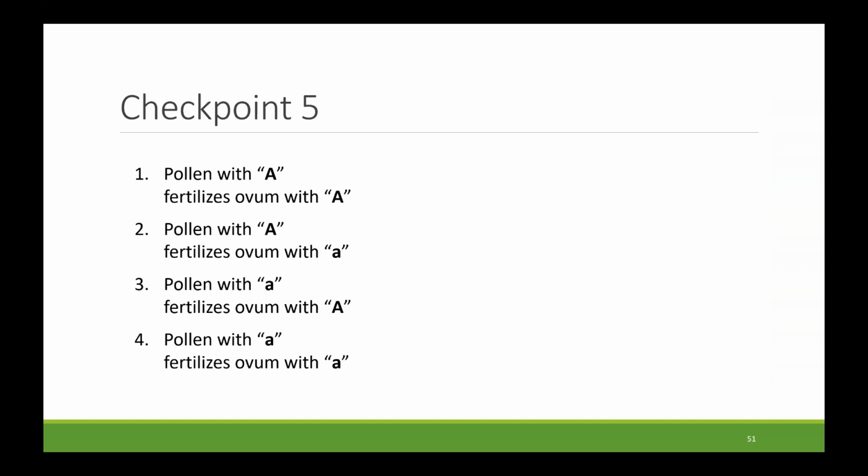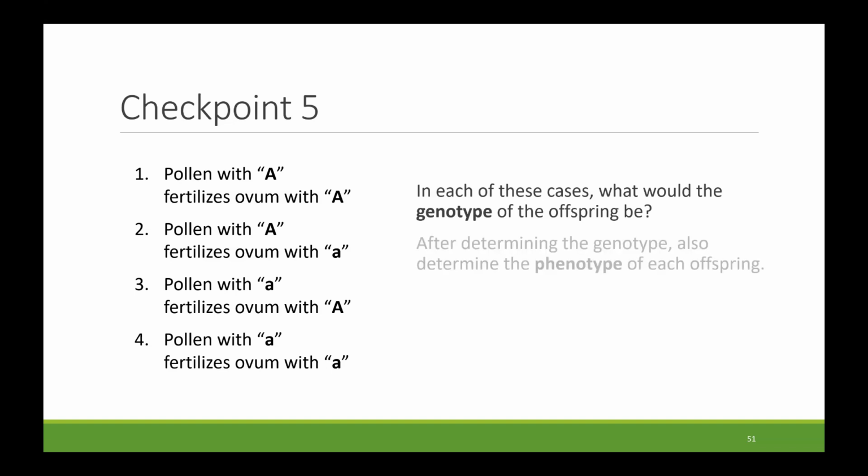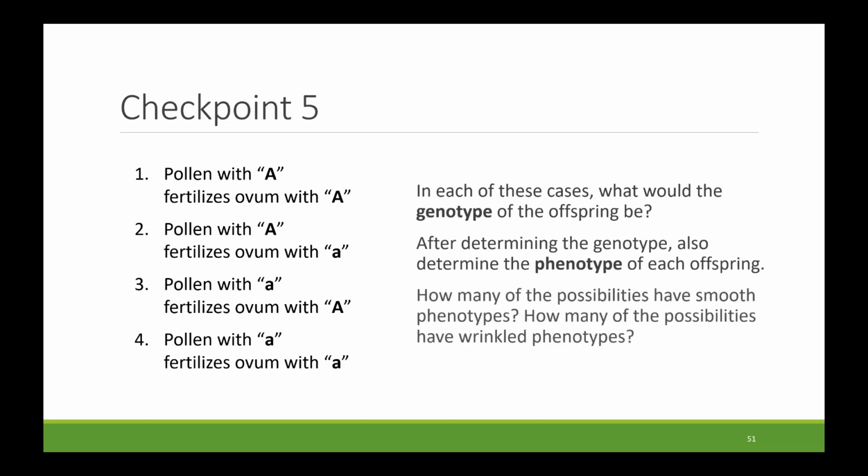Now I'm going to let you take the reins from here in another checkpoint. In each of these 4 scenarios, what would be the genotype of the offspring produced from each fertilization? And then once you figured that out, determine what would be the phenotype of each of these offspring. And lastly, and this is what I really want to know as your ultimate answer to this checkpoint, how many of those possibilities would have smooth phenotypes and how many of them would have wrinkled phenotypes?